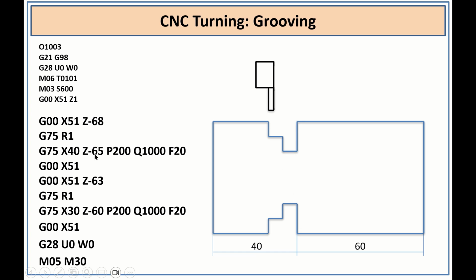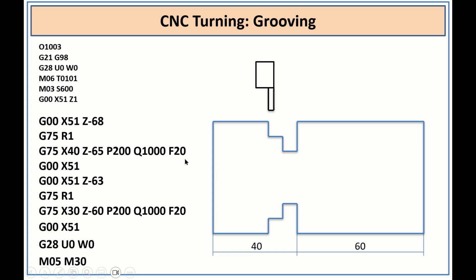Now Z -45. This indicates that the grooving operation starts with this reference when the Z value is minus 68 till it becomes minus 65. That means exactly here. Then P200 indicates the depth of cut for each cycle, that is 200 microns, and Q is the width of cut, that is 1000 microns, that is nothing but 1 mm, and F220 indicates the feed per minute, mm per minute.